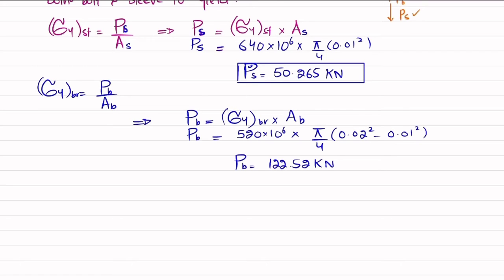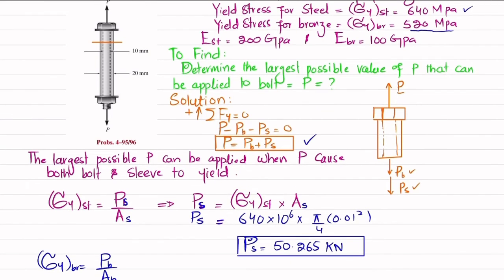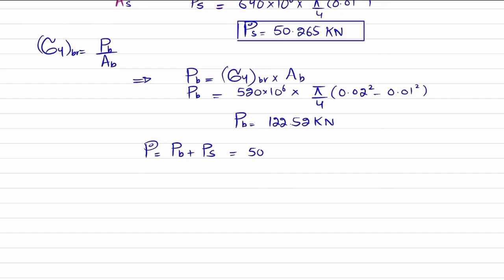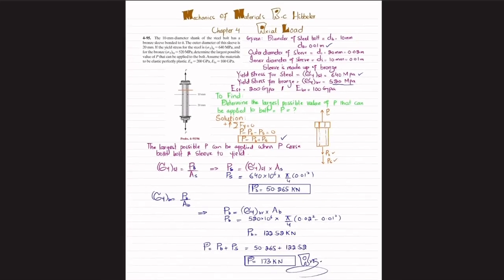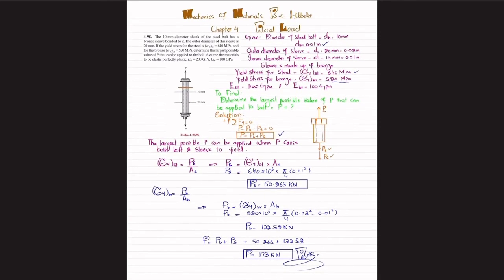Now when you calculate it, the load taken by this brass sleeve will be equal to 122.52 kilo Newton. As we know that we are interested to find P, and we know that P is equal to PB plus P of steel, which we have written over here, clear? So put the value: 50.265 is the value of load taken by this steel rod or bolt, plus P of bronze, which is 122.52 kilonewton. So when you add them both, you will get 173 kilonewton. So this is the maximum amount of load P that can be applied on this steel bolt having bronze sleeve bonded to it.